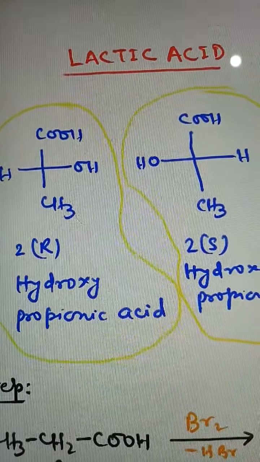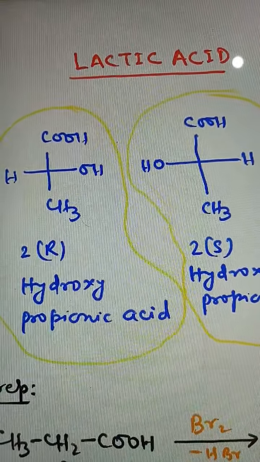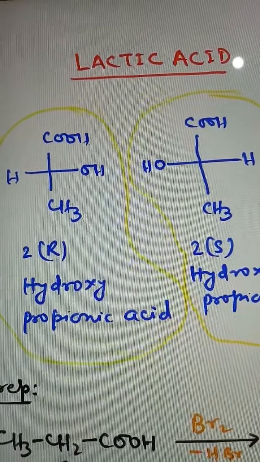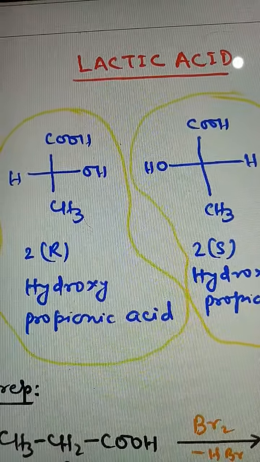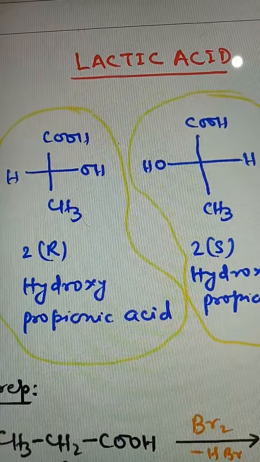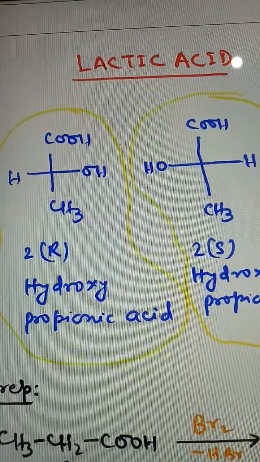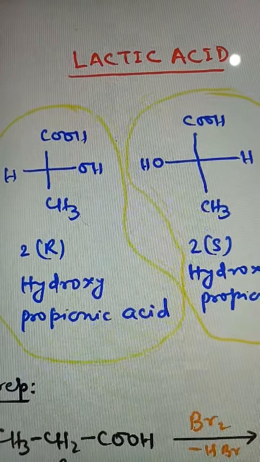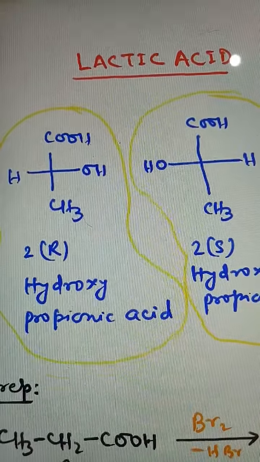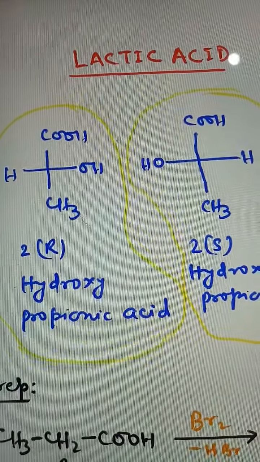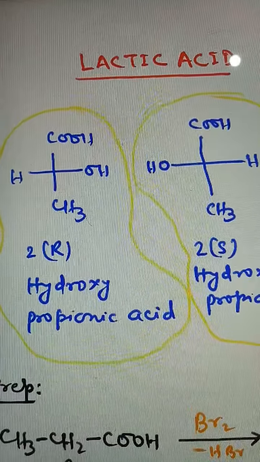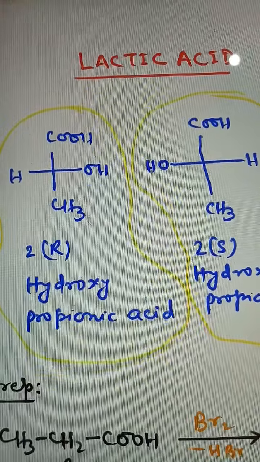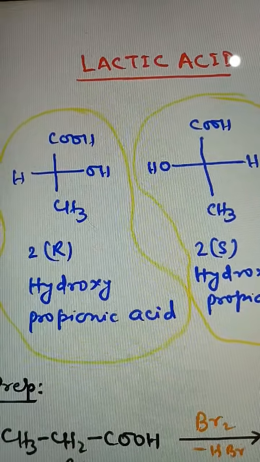About lactic acid. Lactic acid is the main constituent of our sour milk. It is found in blood and muscle tissue, where it is formed from glycogen. The lactic acid molecule is dissymmetric and therefore exhibits optical isomerism.